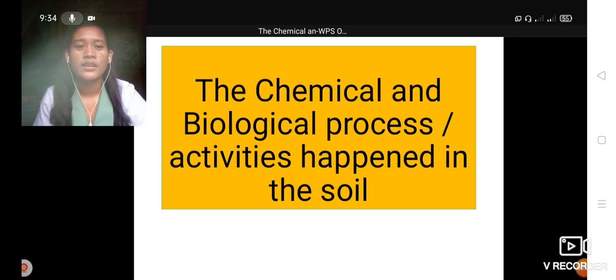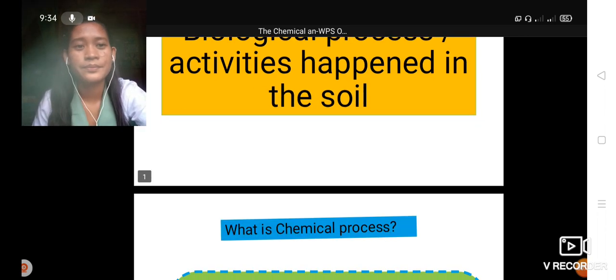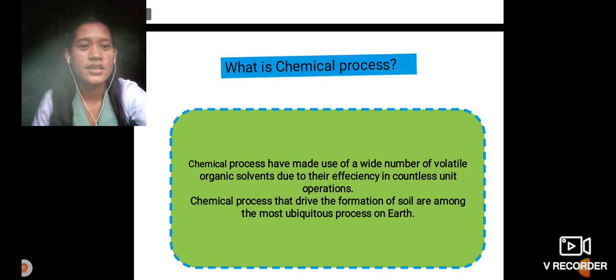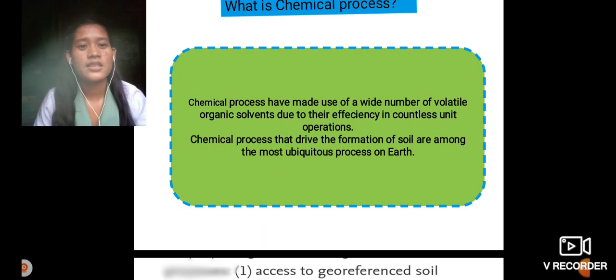Today, I'm going to discuss the chemical and biological processes or activities that happen in the soil. First, what is a chemical process? Chemical processes have made use of a wide number of volatile organic solvents due to their efficiency in countless unit operations. Chemical processes that drive the formation of soil are among the most ubiquitous processes on Earth.